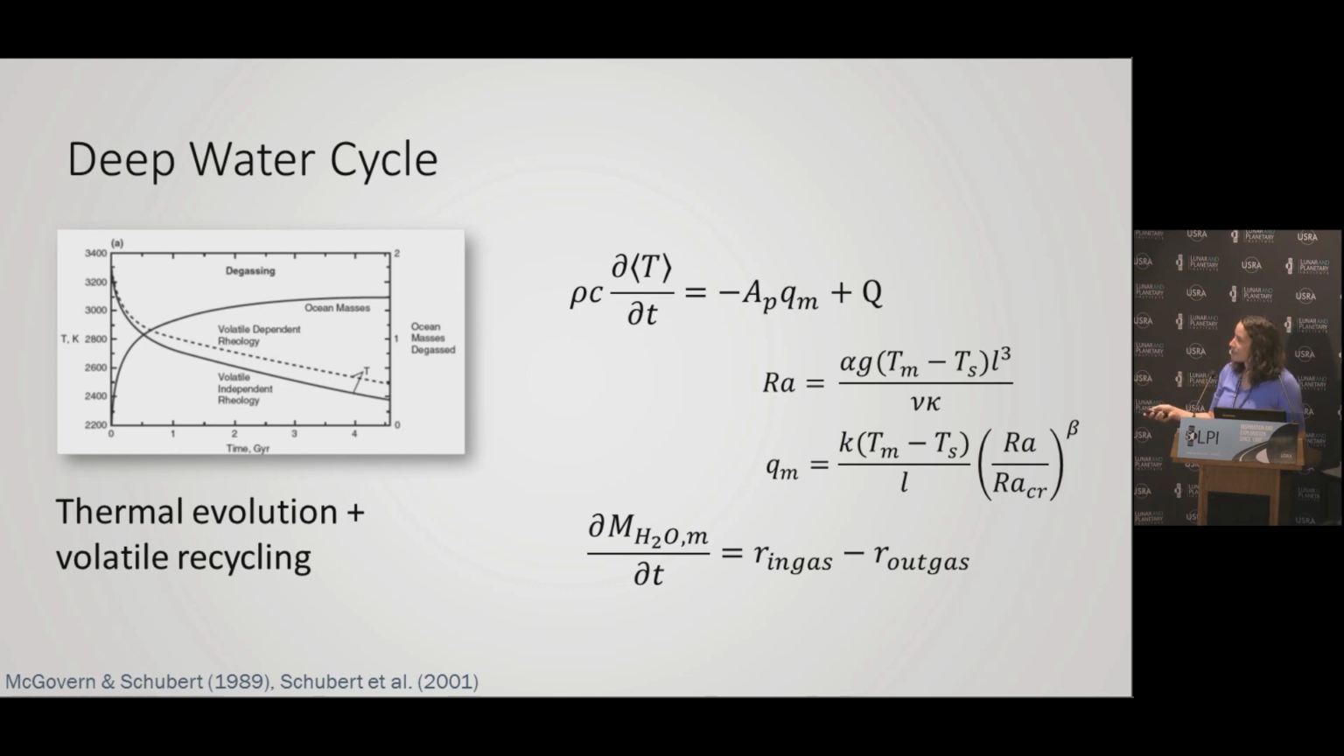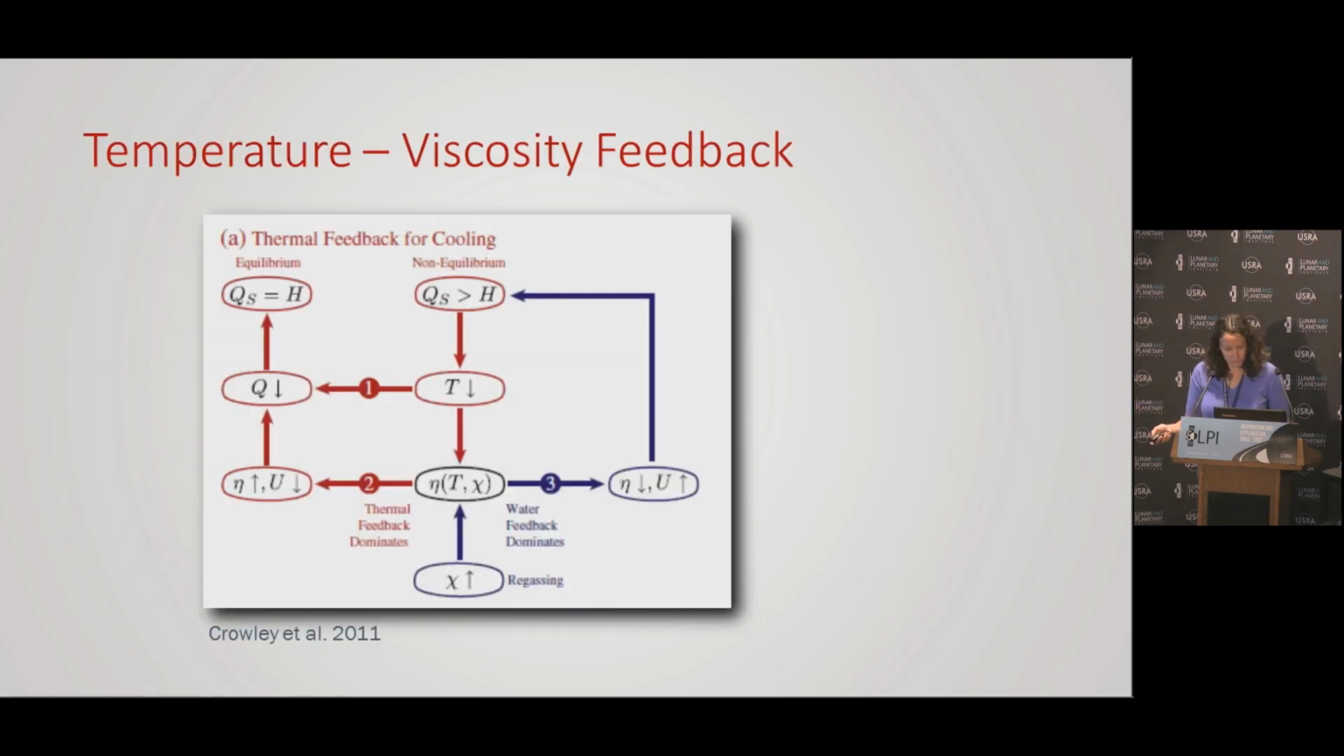And heat flux is proportional to the amount of convection that the mantle is going through. So it's dependent on the Rayleigh number, which is dominated by the viscosity of the mantle. So this is where the dependence of the viscosity on water abundance is very important in understanding these deep water cycles. And then we couple this thermal model with a model for the amount of water exchange between the interior and the surface through ingassing and outgassing rates.